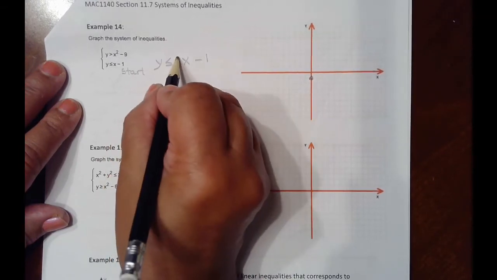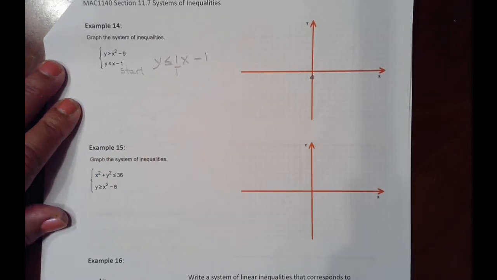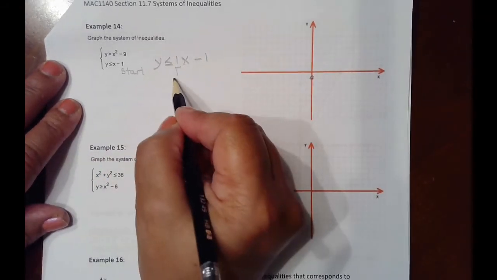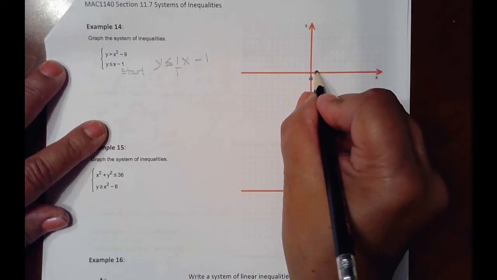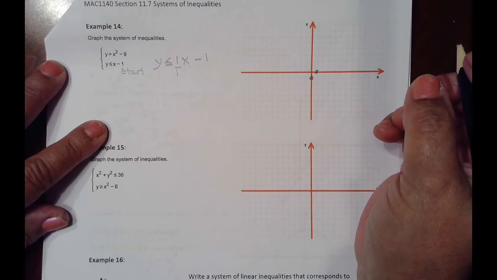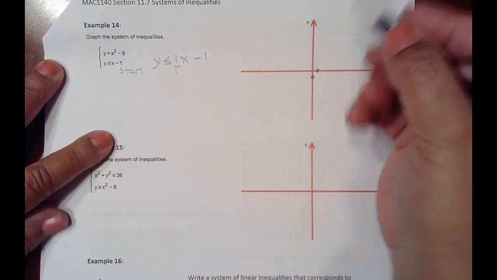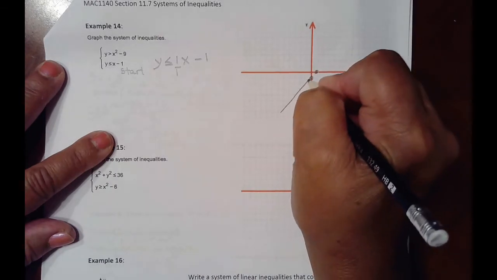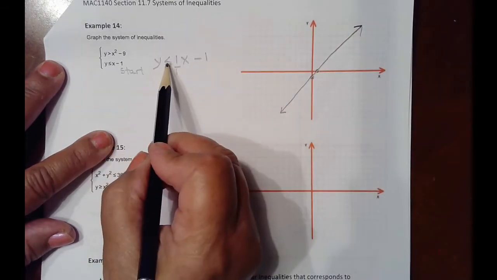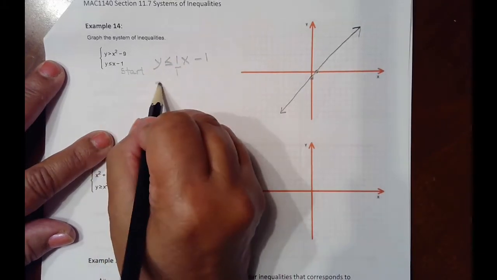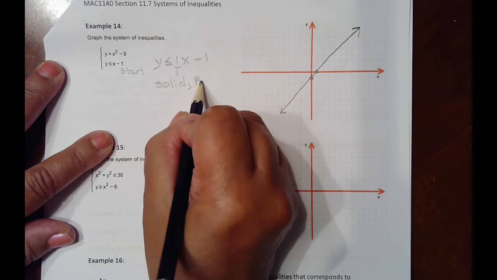So that's where you start, and then the coefficient of x is just 1. You can think of that as 1/1, so the rise is 1 and the run is 1. So rise 1, run 1. We're going to connect this particular line with a solid line because it does have an equal sign underneath it. So here's this line. Then because it's a less than symbol, we're going to shade below the boundary line.